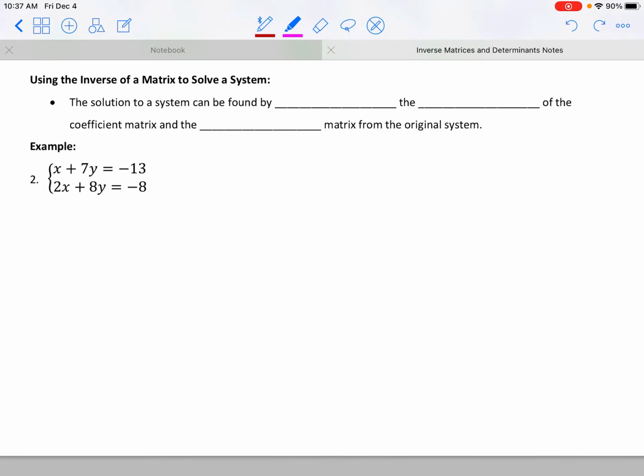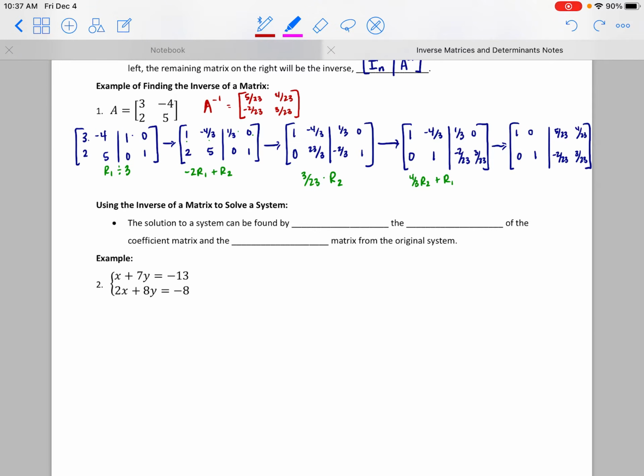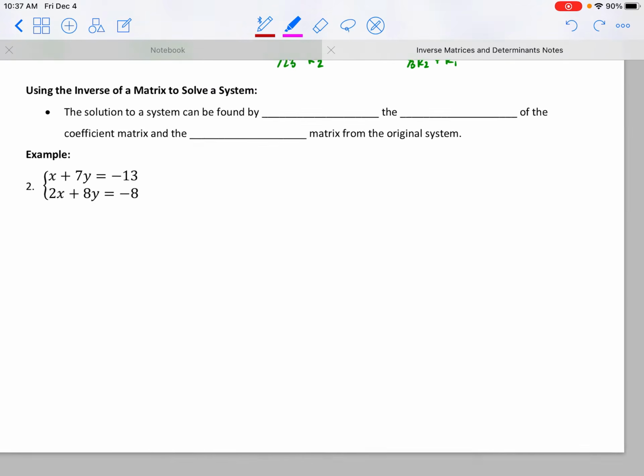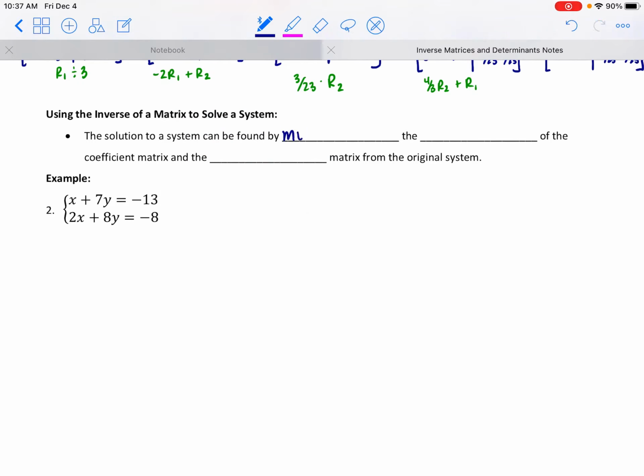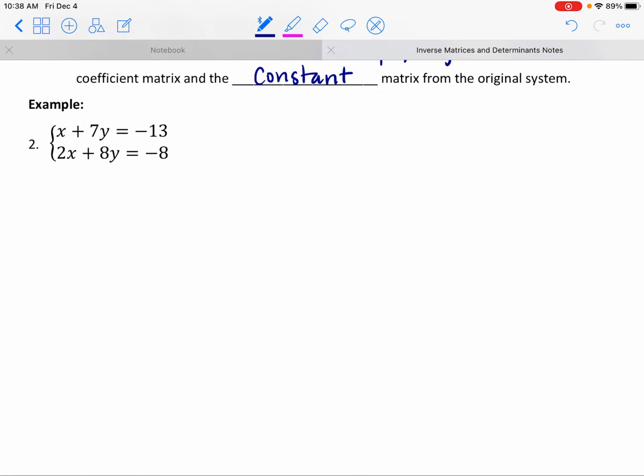Just do your best. Alright, so now that we are able to find an inverse, finding the inverse of a matrix just for the sake of finding an inverse is not really so useful. There are other uses for this, but one of them is to find the solution to a system. If we multiply the inverse of the coefficient matrix from a system with the constant matrix from that system, then we will find the solution to the system. So if we were to take this system and write it as an augmented matrix, remember that word, where we put the coefficients 1, 7, 2, and 8, and then separate the constants with a vertical line, the negative 13 and 8.